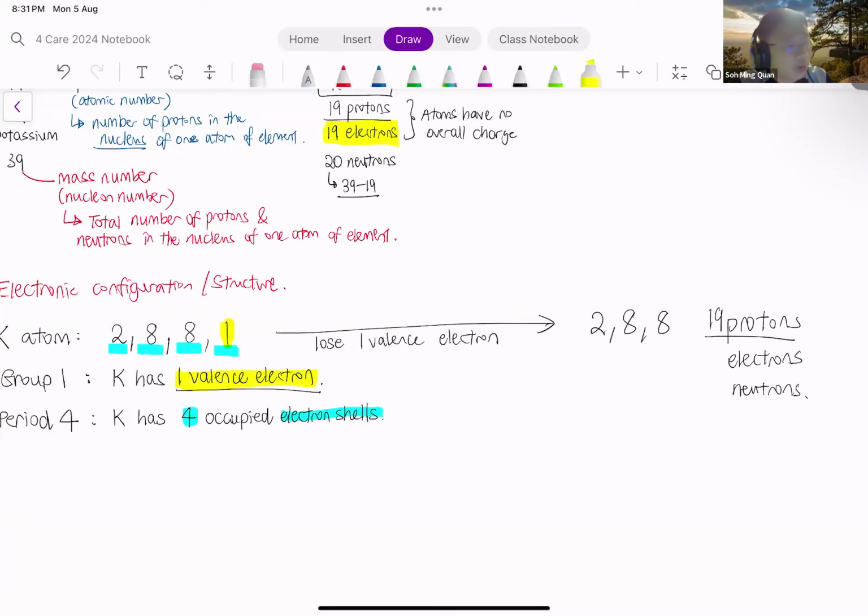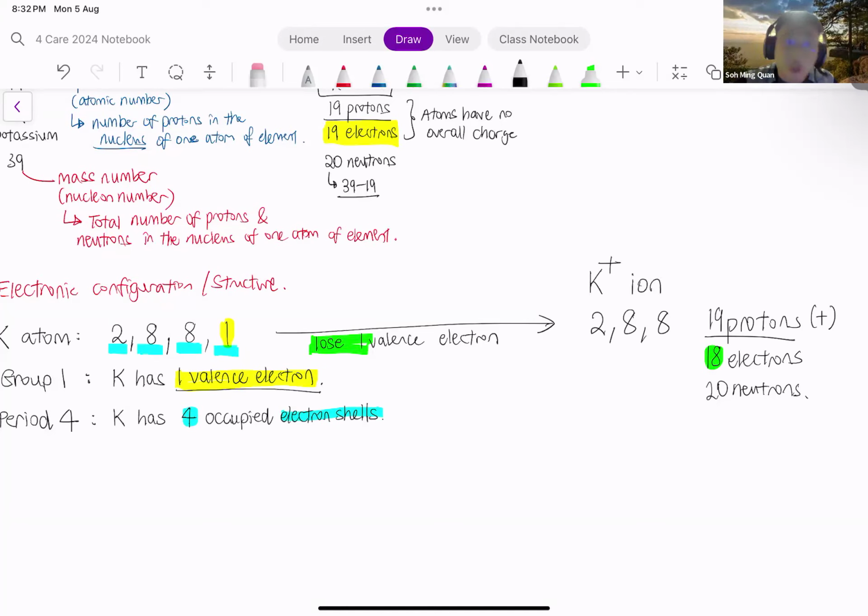But now that you tell me that I have lost 1 valence electron, this automatically means I now have 1 less electron, 18. And this makes sense because 2, 8, 8, 2 plus 8 plus 8 is 18 electrons only. And finally, 20 neutrons. So you can see immediately, there is a different number of protons and electrons. Specifically, protons has more. There's 1 more proton than electron. And hence, this is now the K plus ion.